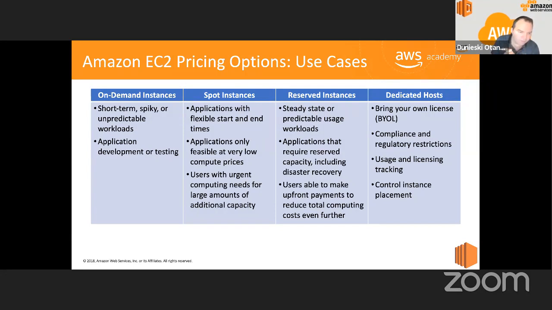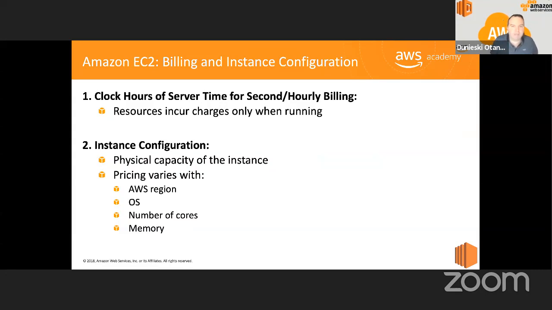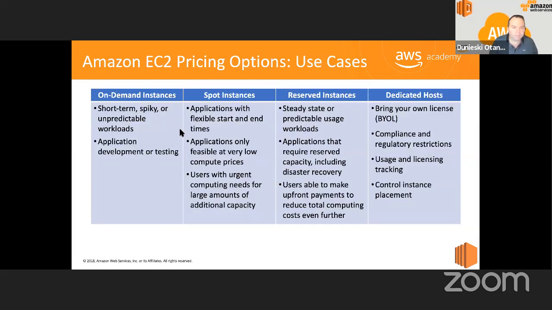If you take a look at the EC2 console, when you create an EC2 instance, there's a section that says tenancy. For tenancy, you can have dedicated or shared, okay? So far, we've done shared instances, right? But you can have dedicated for you. They're more expensive. Billing and instance computation: clock hours of server time, per second or per hour. Resources incur charges only when running. If EC2 is stopped or terminated, you don't get charged.